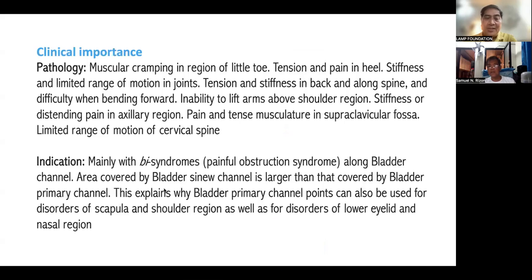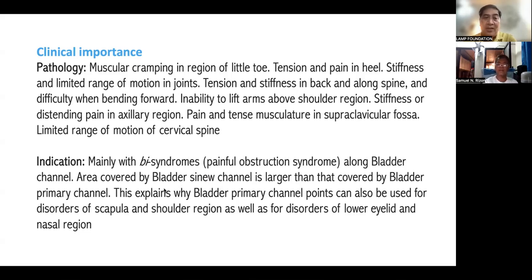So, clinical importance, pathology of the sinew channel, of course, sinew yan, yung muscle ang involved. So, there will be muscle cramps in the region of the little toe. Sometimes, masakit yung heel, no? Stiffness and limited range of motion in the joints. There will be tension and stiffness in the back and along the spine, and difficulty when you bend forward. So, let's see if you can relate. Inability to lift the arms above the shoulder region. So that's involvement of the sinew channel of the bladder.